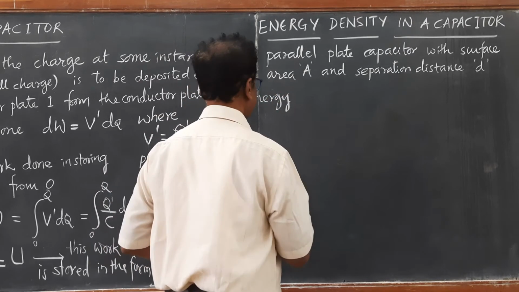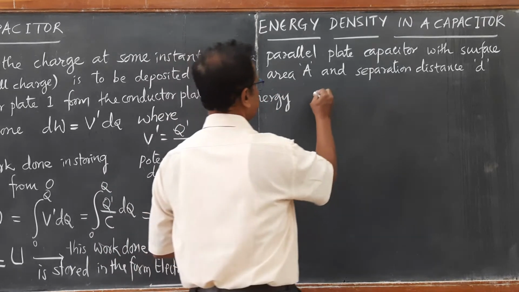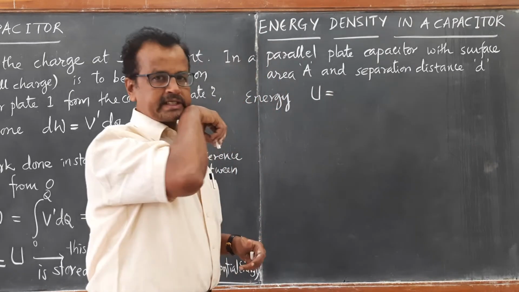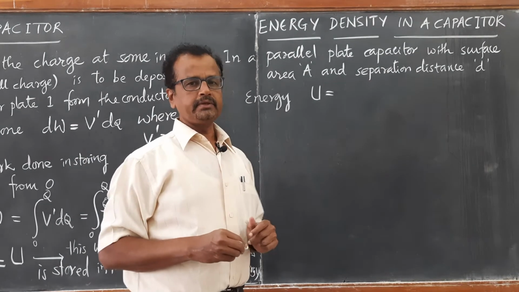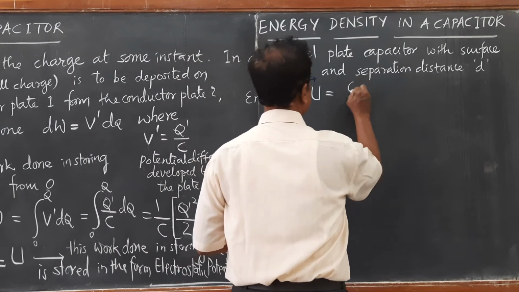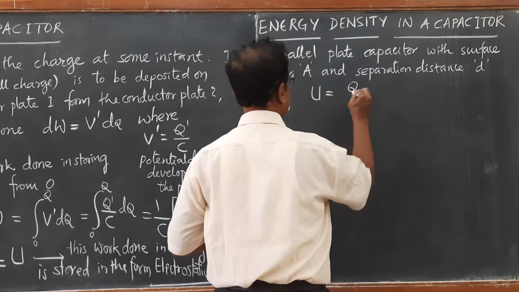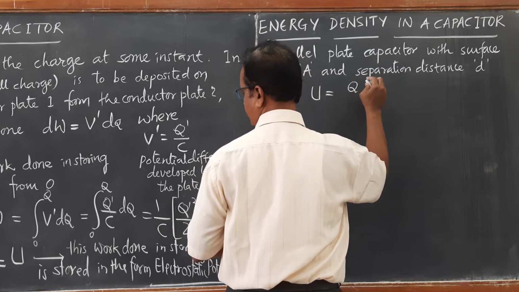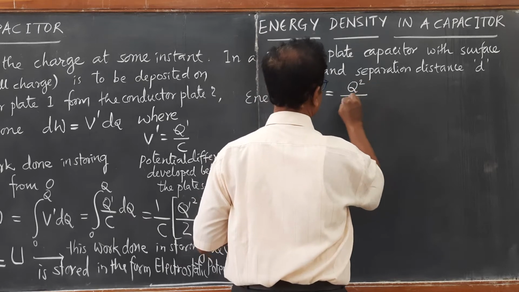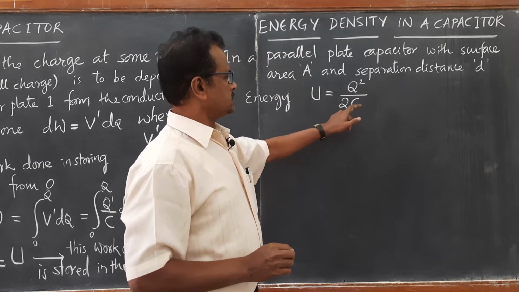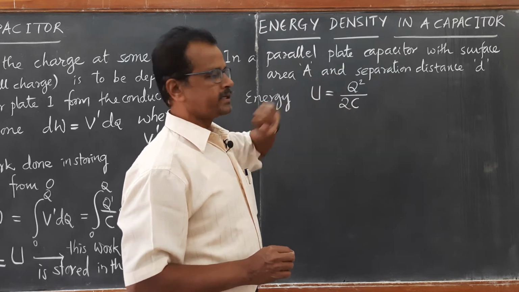Just now we have calculated that electrostatic potential energy is given by U, remember, potential energy is always denoted by capital U. U is equal to Q square by 2C. This is what we got, Q square by 2C. Now, what is C for a parallel plate capacitor?